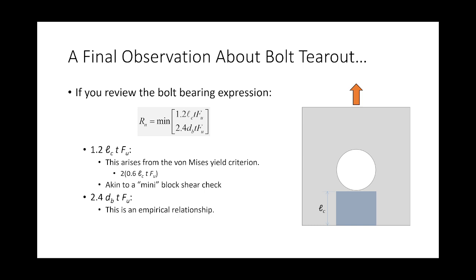And finally, if you actually look at the equations, this first one, this 1.2 LC t Fu, really what we're doing is just like a mini block shear check, because the 1.2 is actually 2 times Fu times this area times 0.6. So that 0.6 is buried in there because it's in shear.